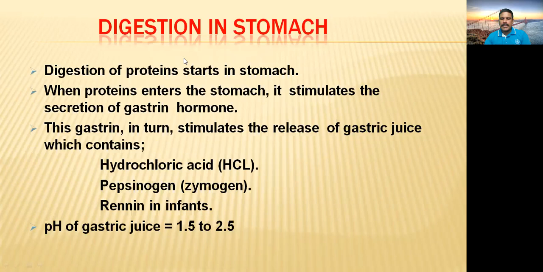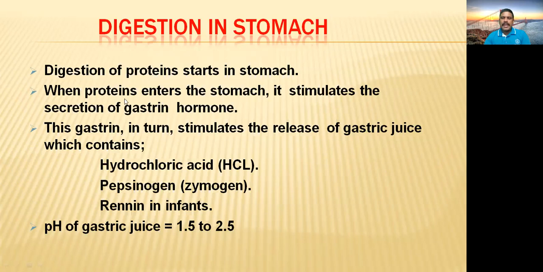So coming to the digestion of proteins. Protein digestion starts from the stomach. Proteins cannot be digested in the mouth. Why? Because in the mouth only saliva will be secreted, and saliva has only one enzyme in it, that is salivary amylase enzyme or ptyalin. And ptyalin can digest the carbohydrates only but not the proteins, as there is no other enzyme which helps in the digestion of proteins. So digestion of proteins cannot be started in the mouth.